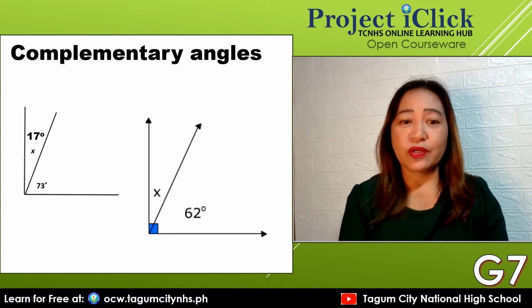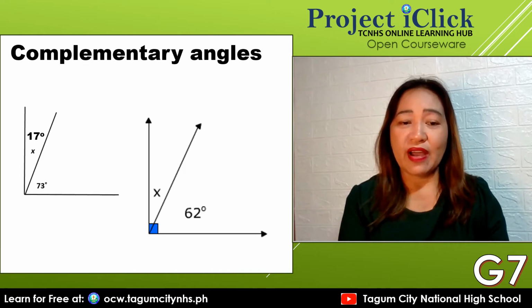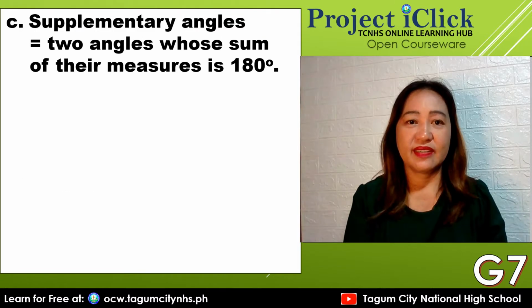Next, we have here two angles that share a common endpoint and a common side. One angle measures 62 degrees. How are we going to find the measure of angle X? Again, we are going to subtract 62 degrees from 90 degrees, and that is 28 degrees. Angle X here measures 28 degrees. So the two angles here are said to be complementary angles.